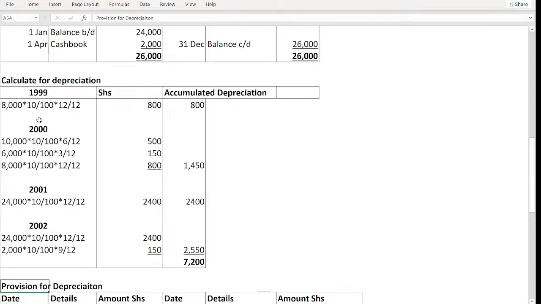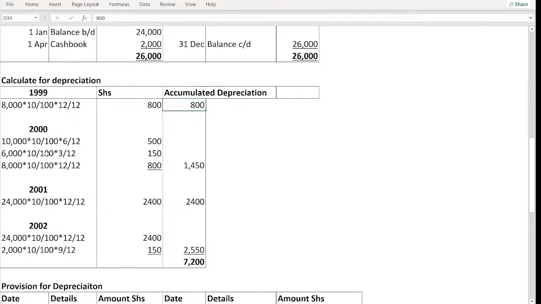So we shall start with the first year. We have been told that the depreciation rate is 10%. So for 1999 it will be 8,000 times 10 over 100. It was bought on 1st January, so it is for the full 12-month period, 12 over 12. So that is going to give us 800. So the accumulated depreciation will be 800 for that year. So then we go to 2000.